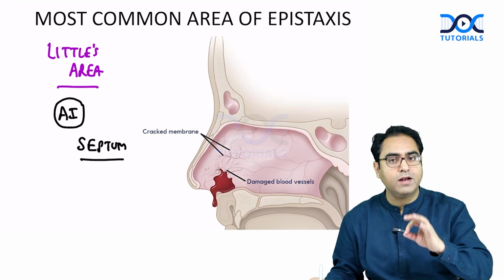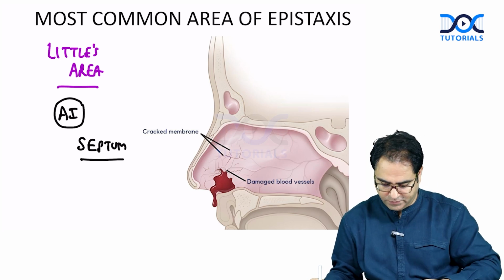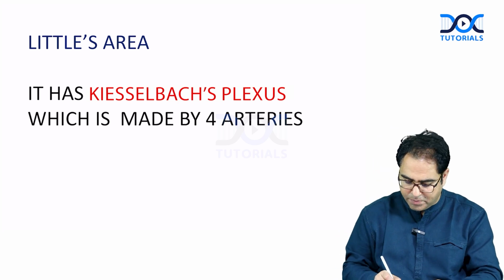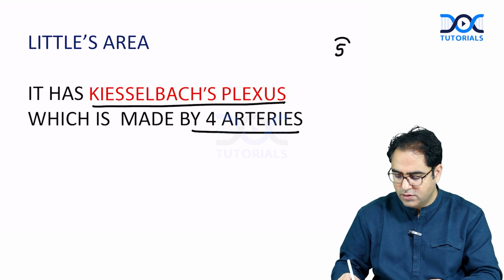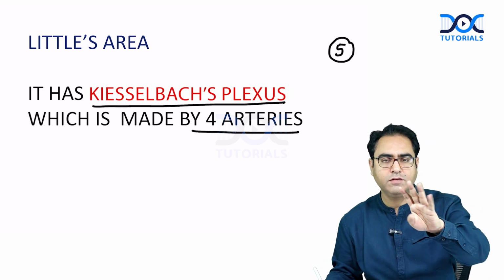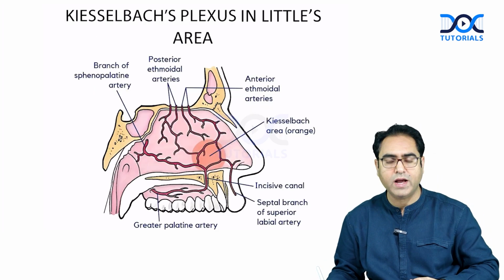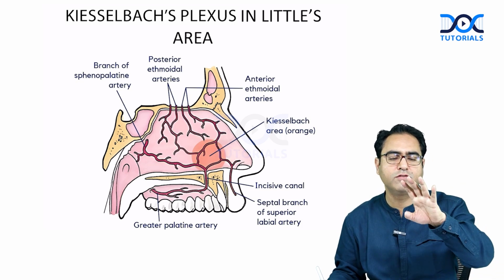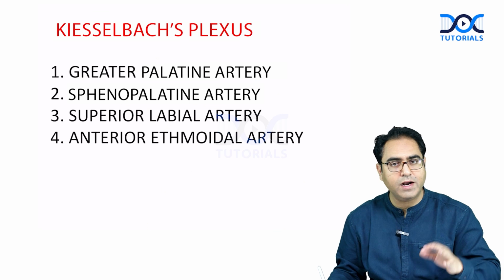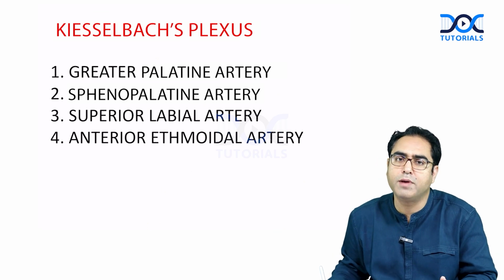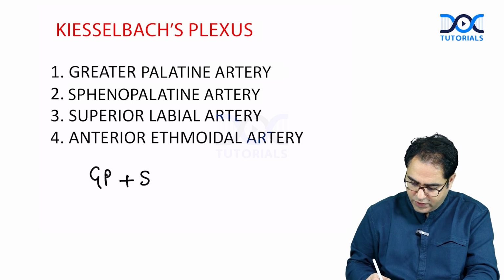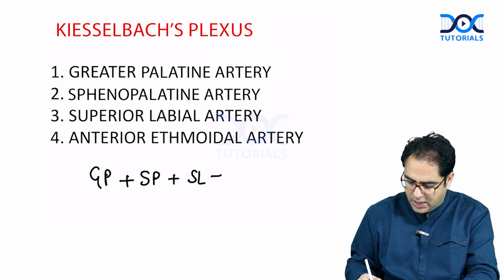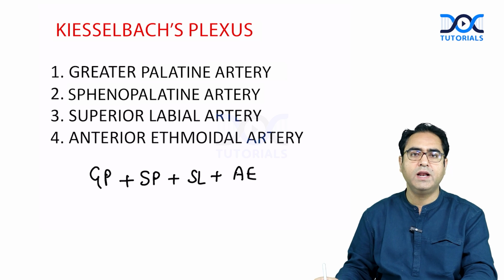Now, what does Little's area contain which bleeds so much? Little's area has Kiesselbach plexus made by 4 arteries. We have a total of 5 arteries, but Kiesselbach plexus is made by 4 arteries. Let us see, out of 5, 4 arteries contribute to Kiesselbach plexus of Little's area. So, the name of the area is Little's area and the name of the plexus in that area is Kiesselbach plexus. It is made by 4 arteries. Number 1, greater palatine. Number 2, sphenopalatine. Number 3, superior labial. And number 4, anterior ethmoidal artery.